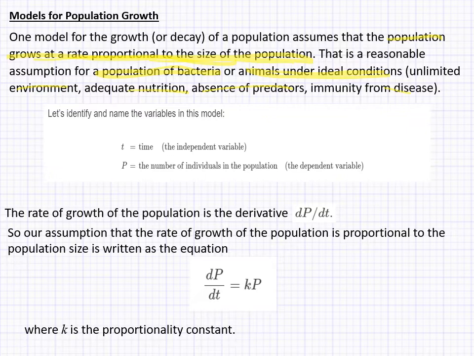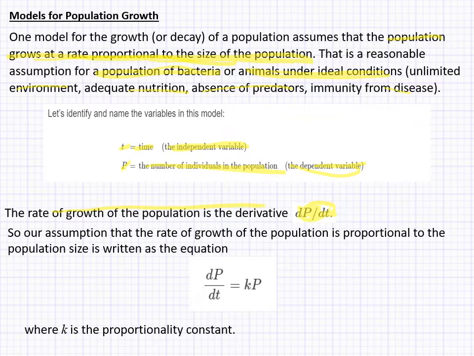So anyway, if we look at a couple of variables that we're going to work with in this model, we're going to talk about t. Everything's going to be dependent on t. So t is going to be your independent variable. P is going to represent the number of individuals in our population. That'll be our dependent variable. So instead of x and y's, we'll use t's and p's here. So the rate of growth we'll also talk about being the derivative of p with respect to t.